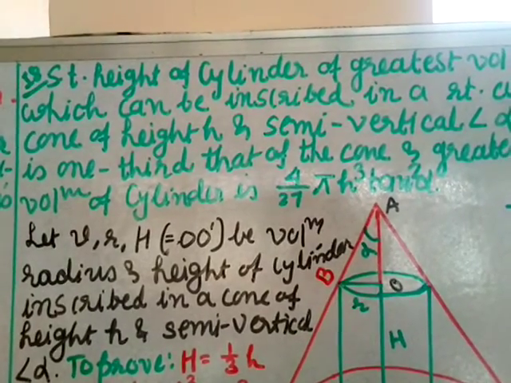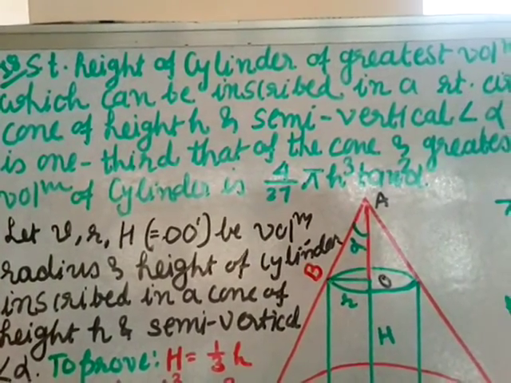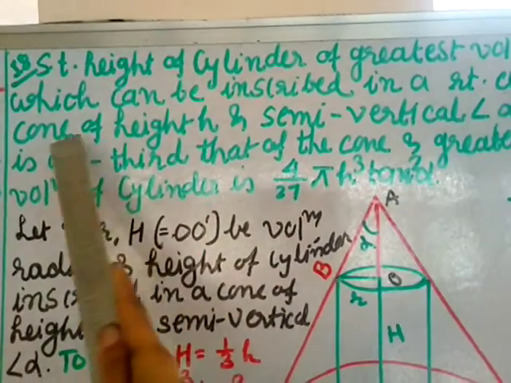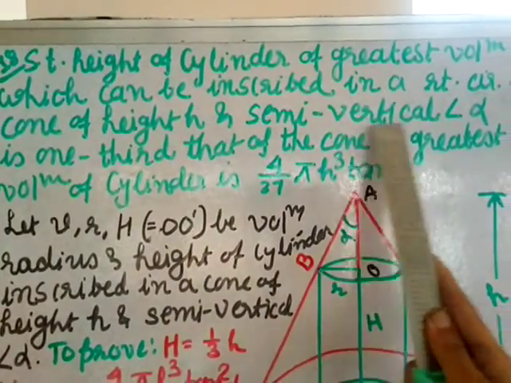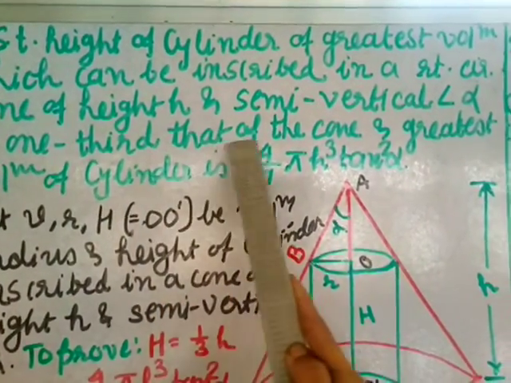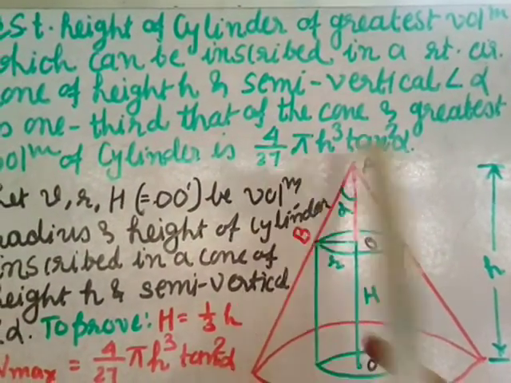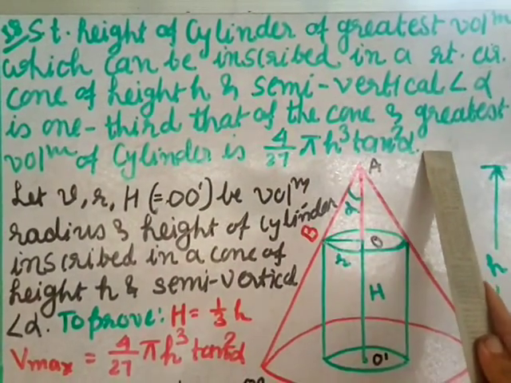Question number 18. Show that the height of a cylinder of greatest volume which can be inscribed in a right circular cone of height h and semi-vertical angle alpha is 1/3 that of the cone, and the greatest volume of the cylinder is 4 by 27 pi h cube tan square alpha.